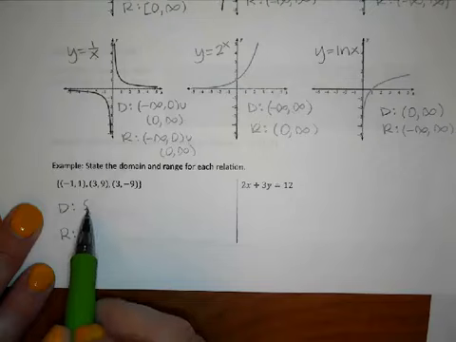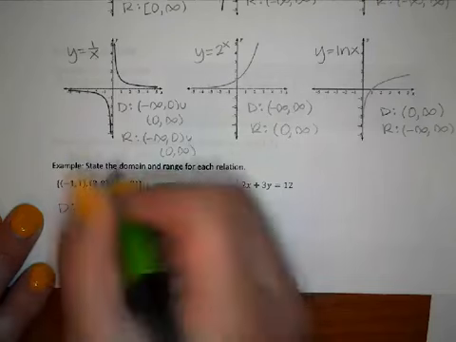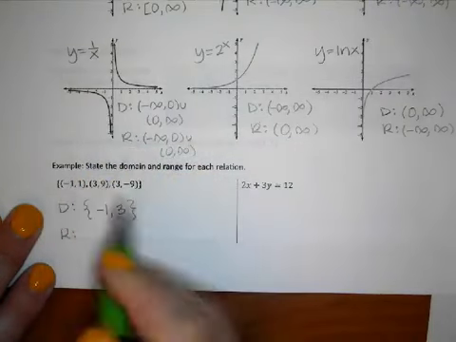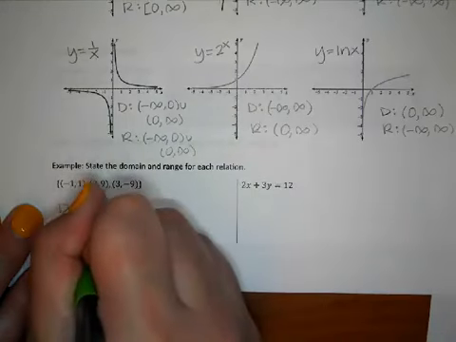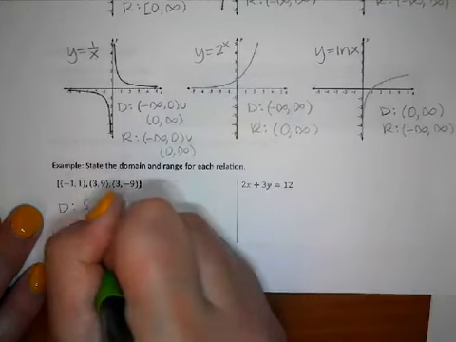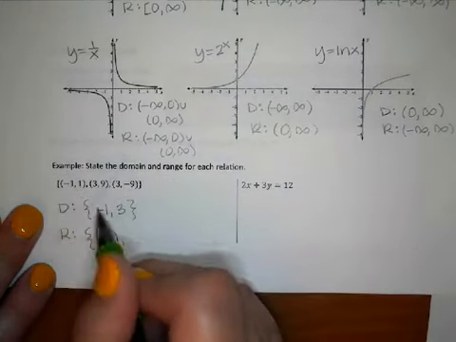So -1, 3, 3. So just -1 and 3. Since the 3 is used twice, I don't have to write it twice. For the range, I have 1, 9, and -9, and I'm going to put them in ascending order, so getting from smallest to biggest. So -9, then 1, then 9. So that's the range.